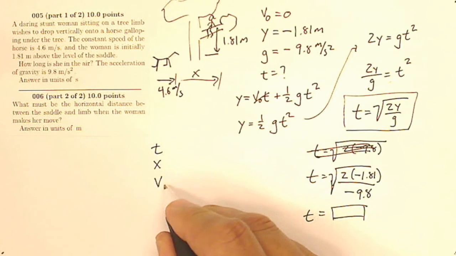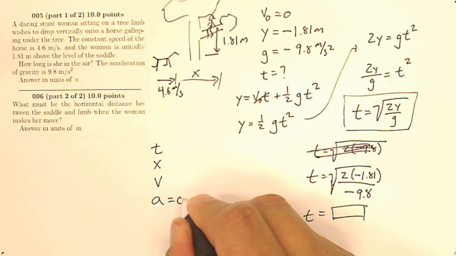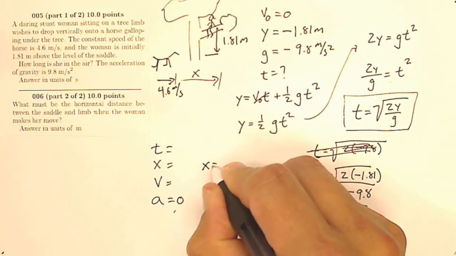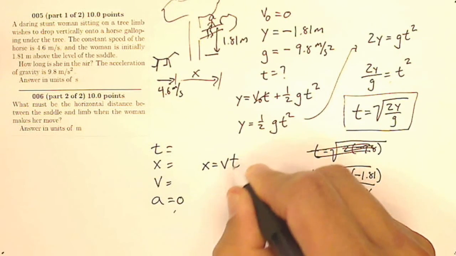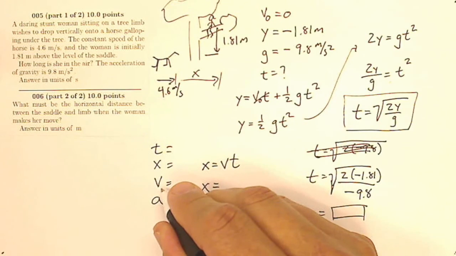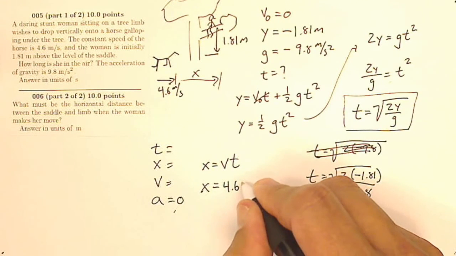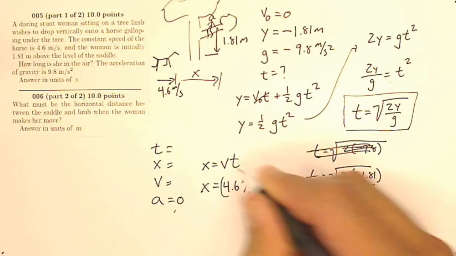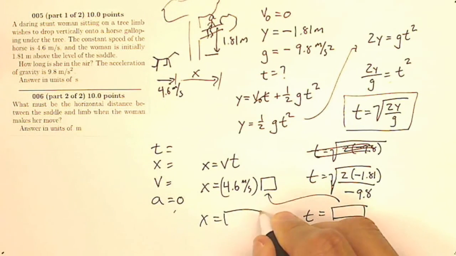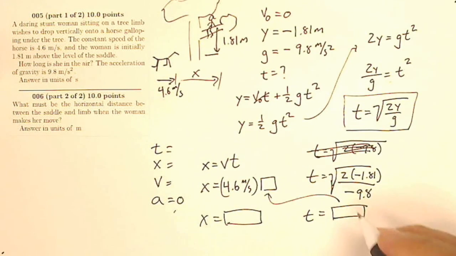I have a velocity, and I know that my acceleration is 0 because this horse is moving at a constant velocity. So I do have an equation without a final velocity, or pretty much when acceleration is 0, I can say that distance is my average velocity times my time, or my constant velocity times my time. So how far will the horse move? Well, I'm given its velocity of 4.6 meters per second, and I can simply multiply that by this time, and I will get my displacement. That's how far the horse moves while she is falling, and this is how long she's falling.